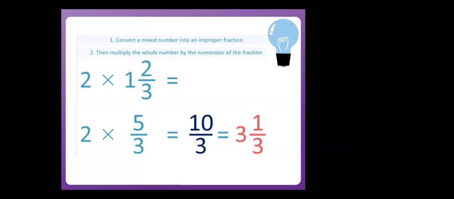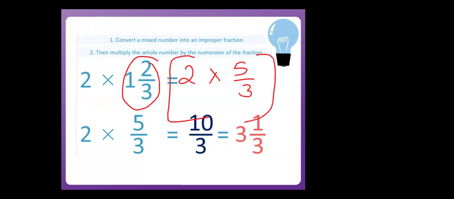How to convert a mixed number into an improper fraction? 3 times 1 is 3 and then plus 2 is 5. Excellent. So it is 5 over 3. Then what do we not have, Anis? We do not have anything in the denominator, right? So we put 1. Yes, excellent.